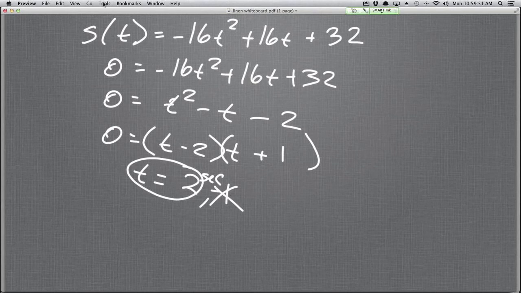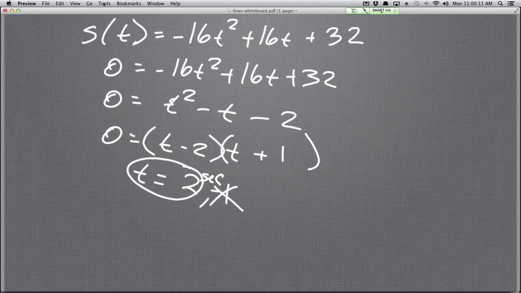All right. Part B. What is the diver's velocity at impact? I want the diver's velocity at impact. If I want velocity, where do I need to go? The derivative of position, which gives me the velocity function.